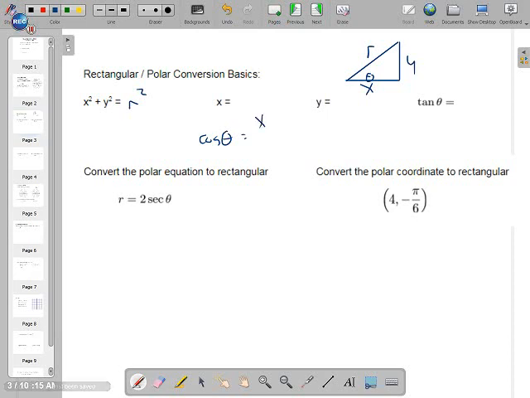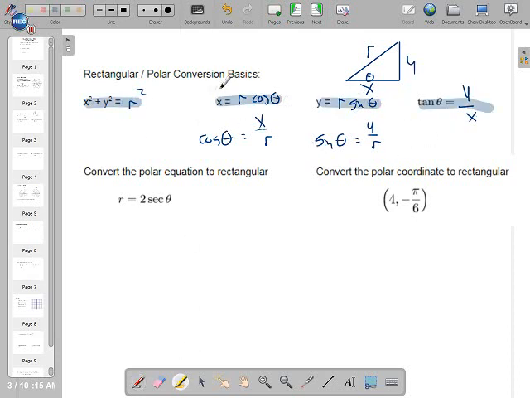would be adjacent over hypotenuse, so x over r. And then I would multiply both sides by r, and I get r cos θ. I could do the same thing with the sine of theta. The sine of theta would be y over r, so y is r sin θ. And then the tangent of theta would be opposite over adjacent, so y over x. These are the 4 main things that you need to convert polar and rectangular. And you can use them pretty interchangeably. It just depends on what you're trying to do.